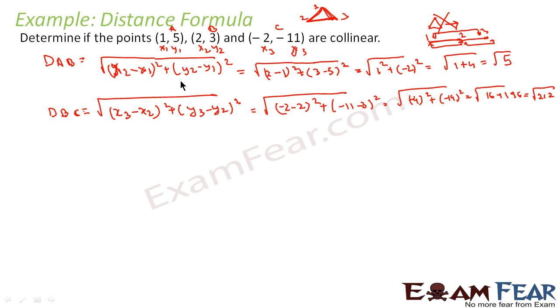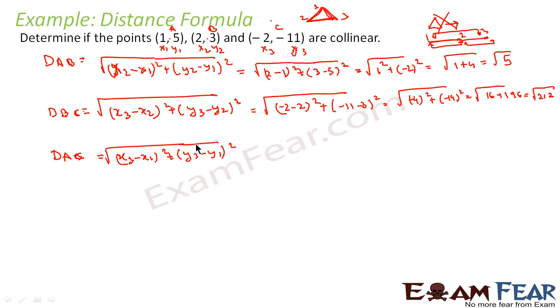Similarly, let's find the third distance, that is AC. What have we done? Distance AB, AC and BC. Only three possible distances from 3 points. So AC is nothing but root over, this time with A and C. A is (x1, y1), C is (x3, y3). So it will be root of (x3 minus x1) square plus (y3 minus y1) square.